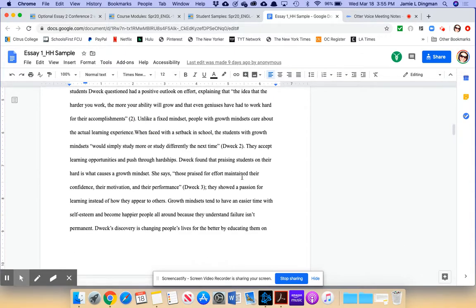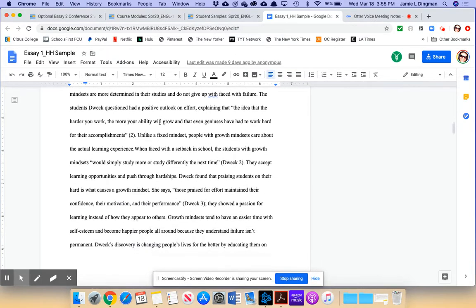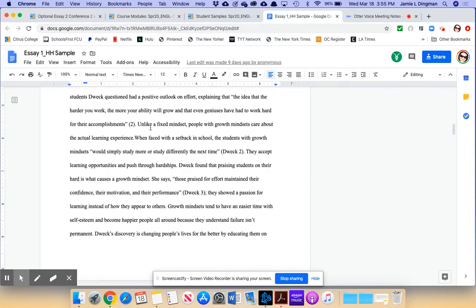Unlike a fixed mindset, people with growth mindsets care about the actual learning experience. I like that she actually used a transition here too, right, within this paragraph. Since she decided to keep this as a whole paragraph, she is using a transitional phrase, a transitional expression to indicate that she's shifting into a new idea. That's important. Start to use transitional phrases.